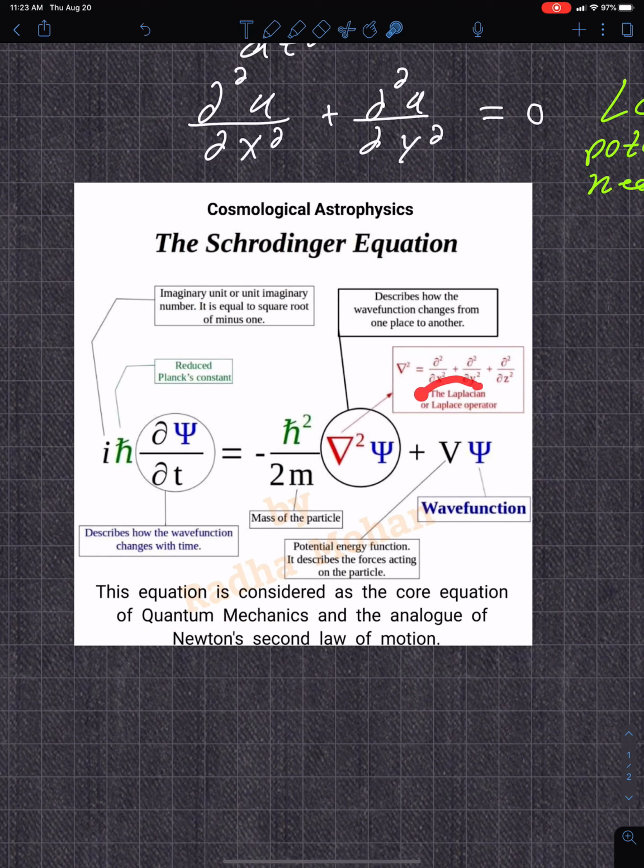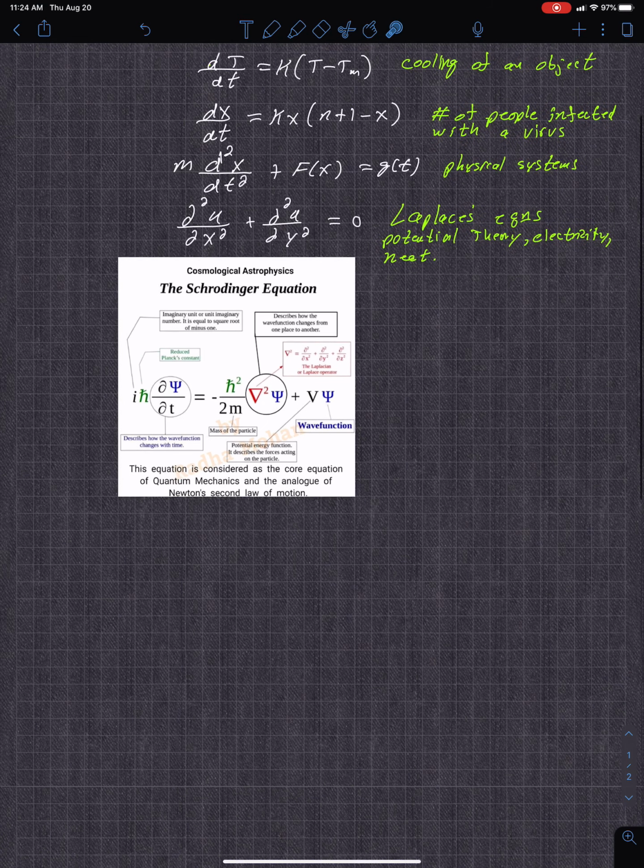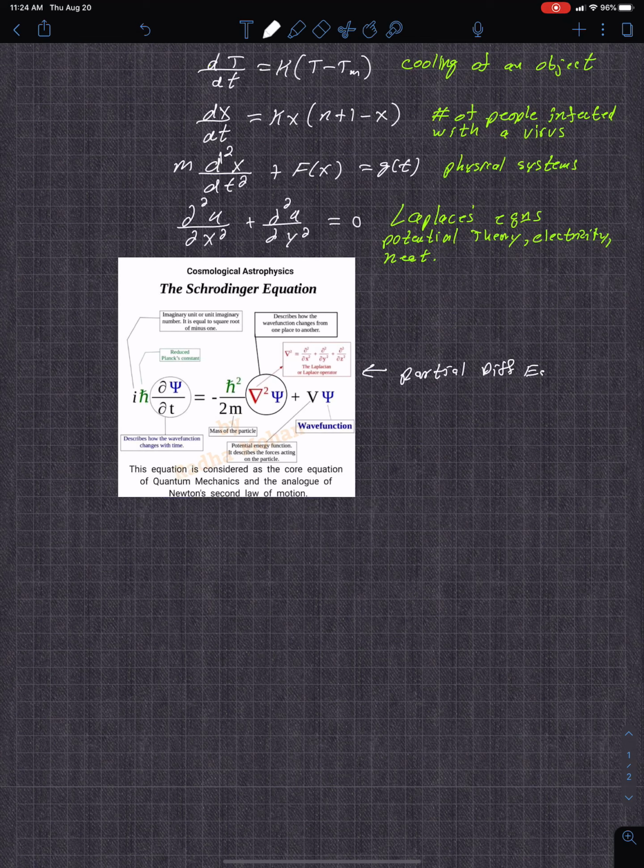Well, here's Laplace's equation right here. This is basically written as an operator, and this has, of course, the three variables x, y, z. So you're basically operating on the wave equation. But that in itself is a differential equation. And that one we refer to as a partial differential equation.